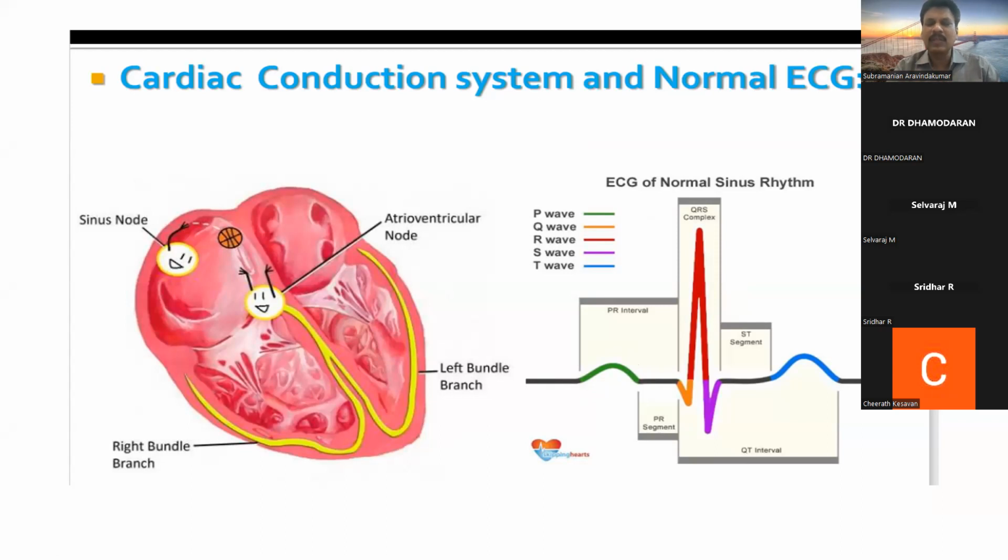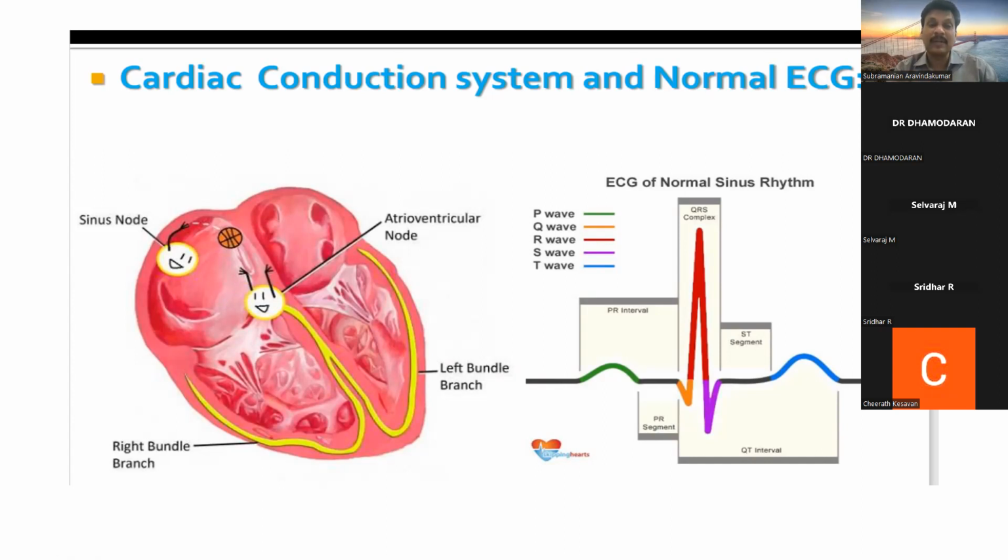then sends the signal down the bundle of His. So this speed breaker is around 2 to 3 small squares. That's all. This small speed breaker in the AV node is around 2 to 3 small squares. Now you remember 2 small squares for the P wave and 2 small squares for the PR interval, that is the PR after the P wave.